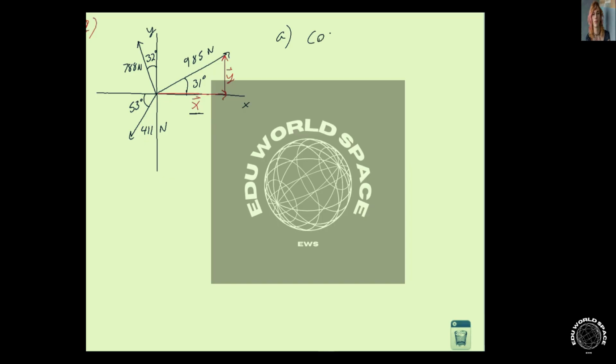So the cosine of our angle, which is 31, is equal to the side adjacent x divided by the hypotenuse, 985. Solving for x, we've got the hypotenuse times the cosine of 31. And that gives us approximately 844.3 newtons. And that's pointing to the right, so let's just go ahead and slap a positive on there.